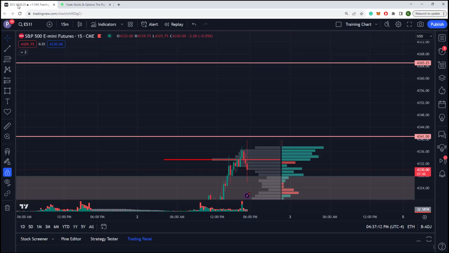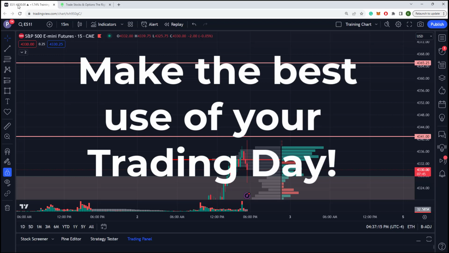So this has really been something to help you guys. I hope make the best use of your trading day, how you should structure your day. Here are the 4 steps.